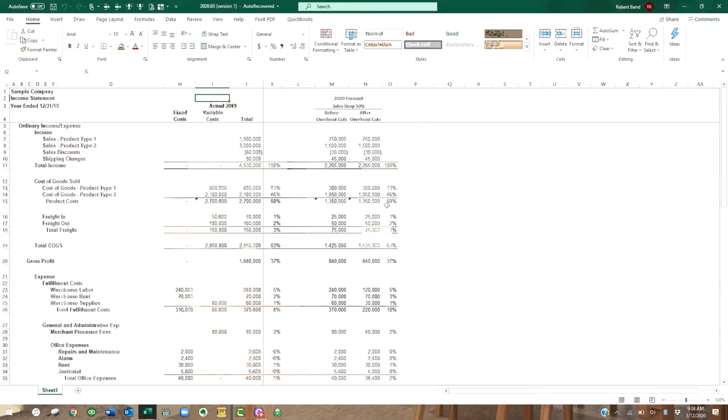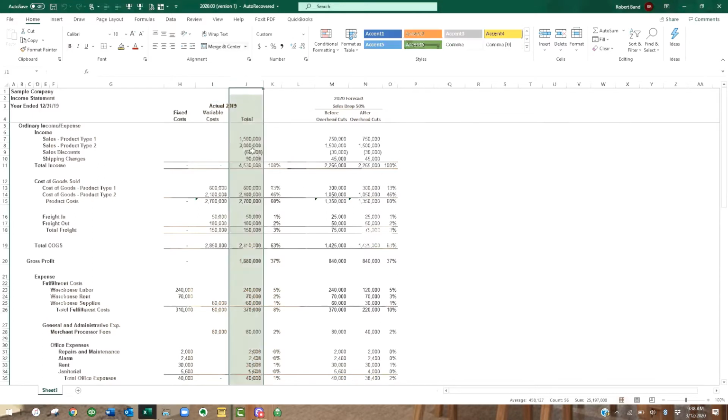And here I have a spreadsheet. This is a P&L. This column here is the full P&L for last year for this sample company. Revenues for product 1 were $1.5 million, and for product 2, $3 million. Some sales discounts and shipping charges, $4.5 million in revenue. Now, cost of goods sold for product 1 and 2 are shown here, and some freight in, freight out. Total cost of sales, $2.8 million, and gross profit, $1.6 million.